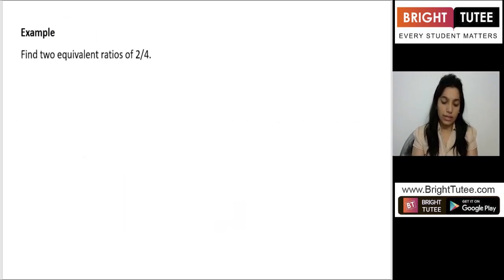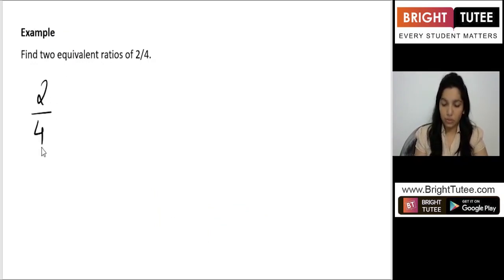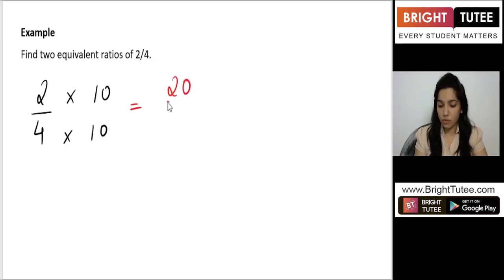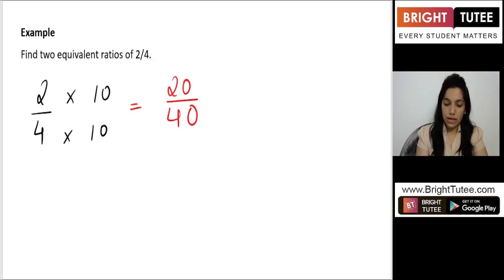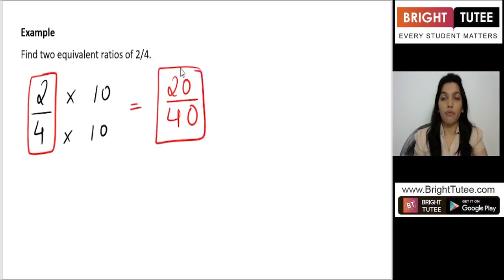Now let us look at the example. We need to find two equivalent ratios of 2:4. It's really simple. How do we do this? We either multiply or divide both numbers by the same number, so that we get an equivalent ratio. For example, let me multiply both of these numbers by 10. On multiplying the numerator and denominator by 10, the answer that we get is 20 over 40. And what we understand is that 2 over 4 is equivalent to 20 over 40.